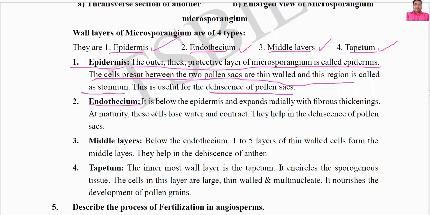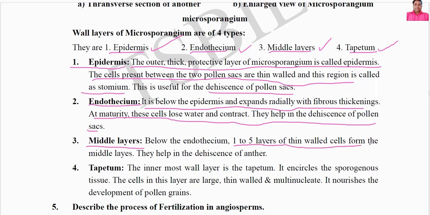Second is the endothecium. It is below the epidermis and expands radially with fibrous thickenings, and at maturity these cells lose water and contract, and they help in the dehiscence of pollen sacs. Next, the third one, middle layers. These are below the endothecium, and they are usually 1 to 5 layers of thin-walled cells. They help in the dehiscence of the anther.